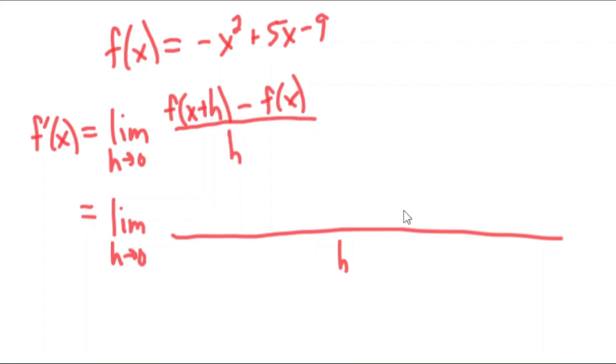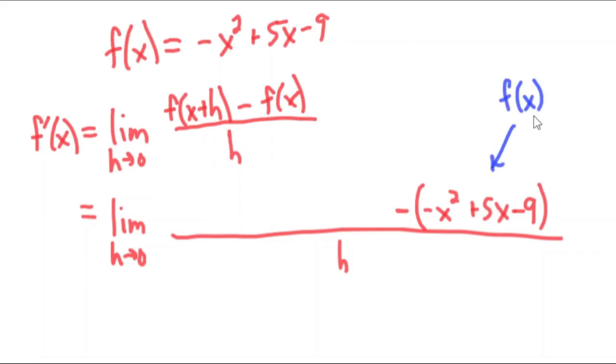Well, f of x, we're going to put minus our f of x. Our f of x is just this: negative x squared plus 5x minus 9. And we're going to put it in parentheses because we're subtracting the whole f of x, not just that first term here. So minus our f of x. So this is the f of x.